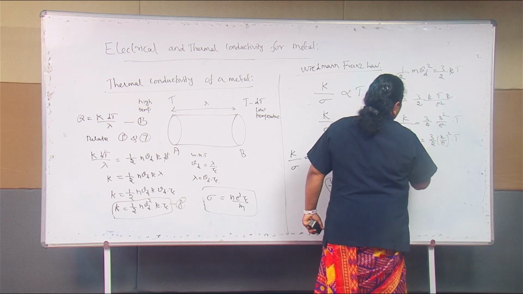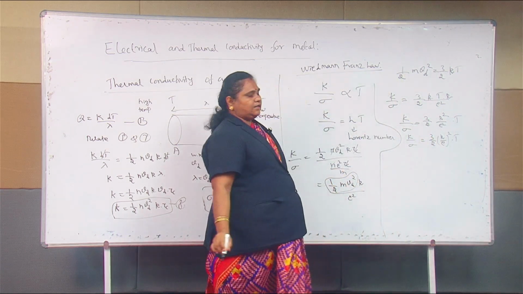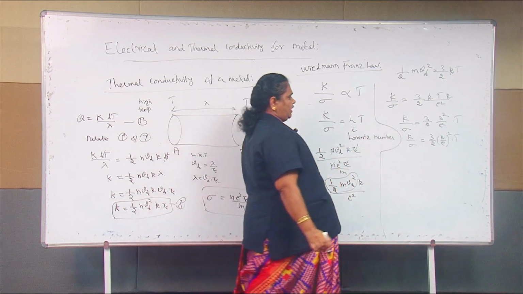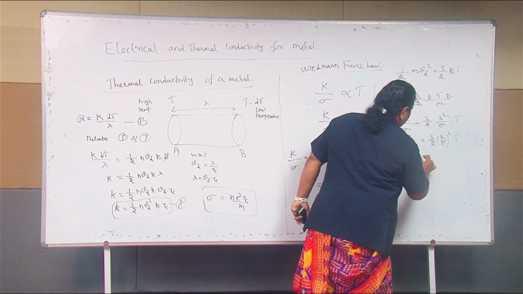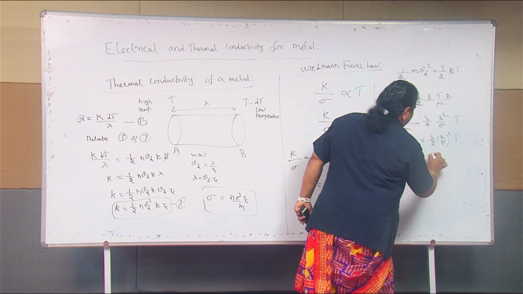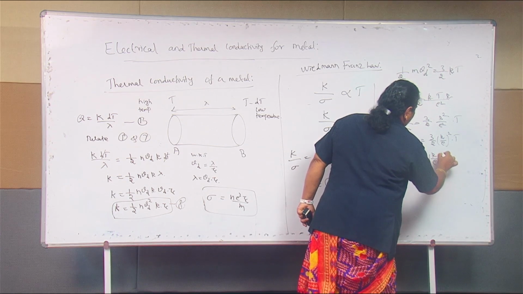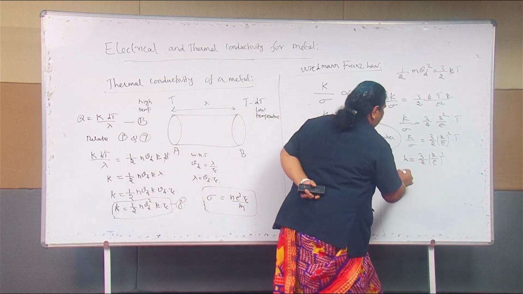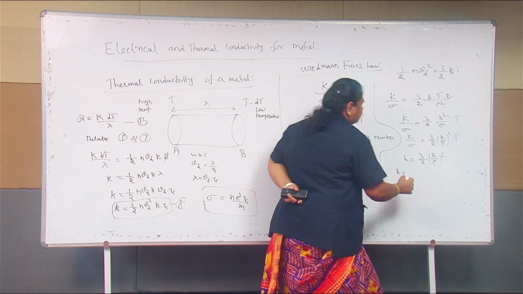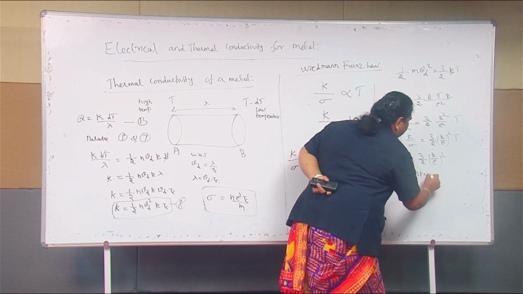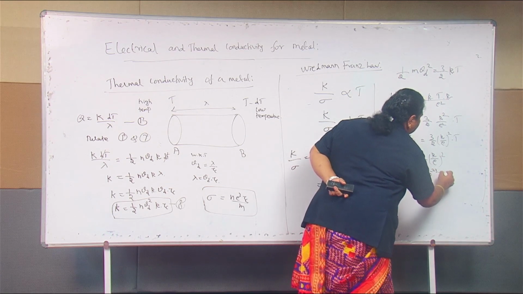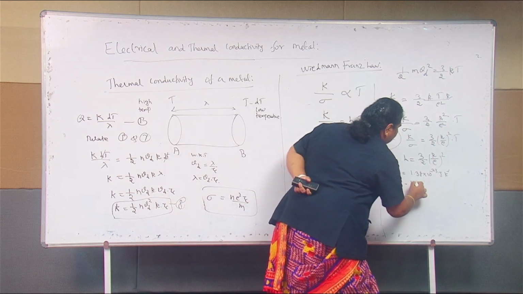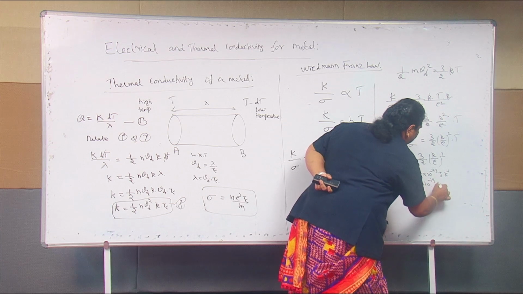So we arrive at, from the statement, K by sigma is directly proportional to T, and the proportionality constant is L. So with that expression, L is equal to 3 by 2 k by e the whole squared. This is nothing but the Lorentz number. We know the value of k: k is the Boltzmann constant, 1.38 into 10 to the power minus 23 joule per Kelvin. e is the charge of an electron, 1.6 into 10 to the power minus 19 coulomb.